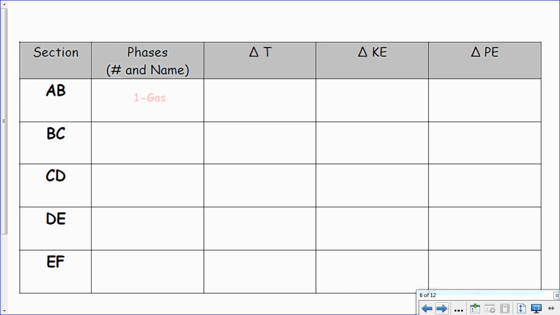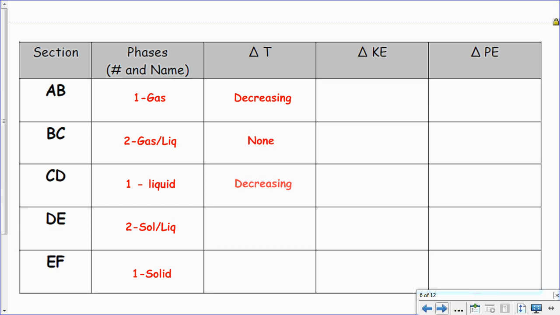We'll fill in this chart first. Right, one phase for gas, one phase for liquid, one phase for solid, and its subsequent sections A, B, C, D, and E, F. Two phases at B, C, and D, E. That is where our phase change is happening. We will see in section AB we're decreasing in temperature, correct? It's got a slant.